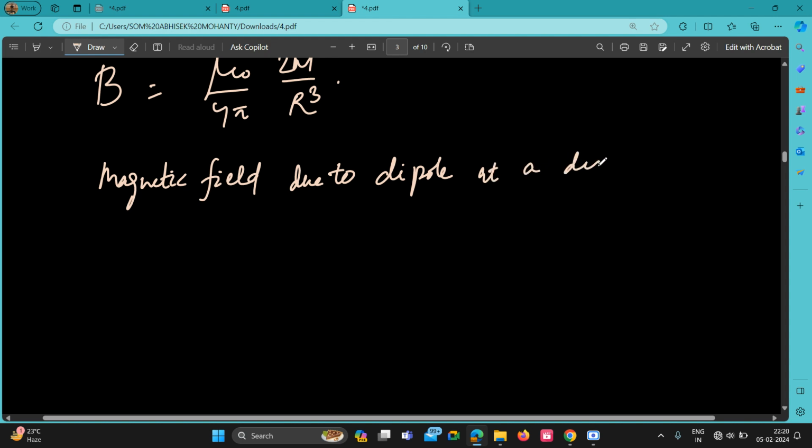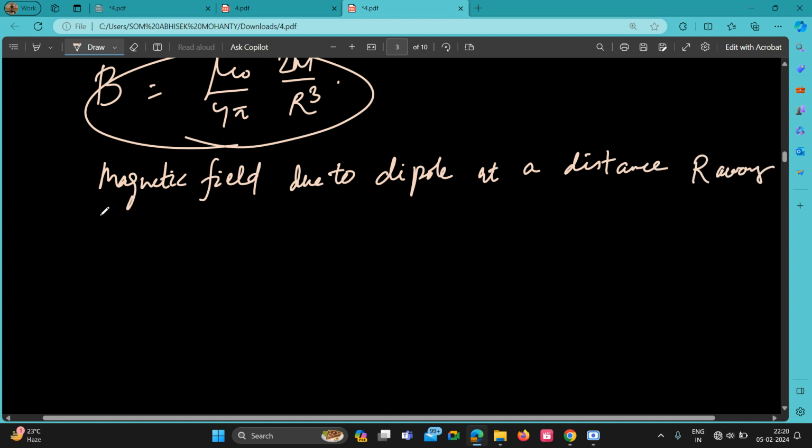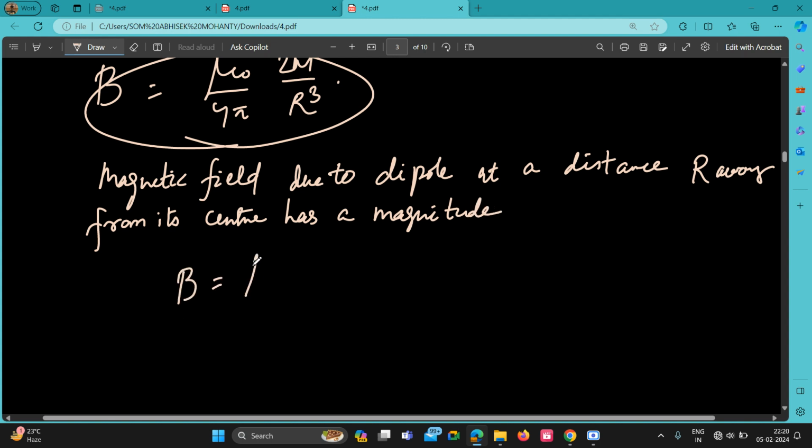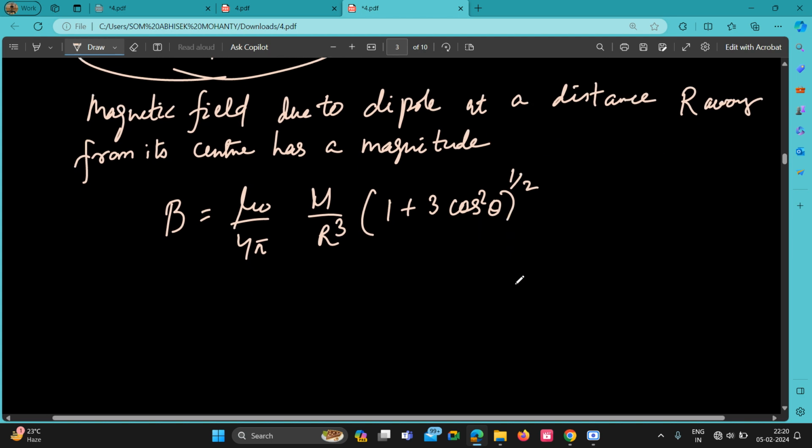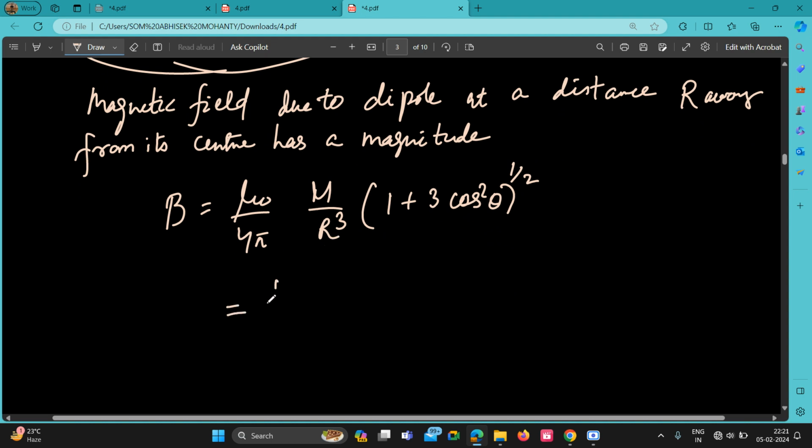at a distance, we cannot just simply put this formula. At a distance r away from its center, it has a magnitude B equal to mu naught by 4 pi, capital M divided by r cube, into 1 plus 3 cos square theta to the power half. And I can write it as half into mu naught by 4 pi 2M by r cube, 1 plus 3 cos square theta to the power half.